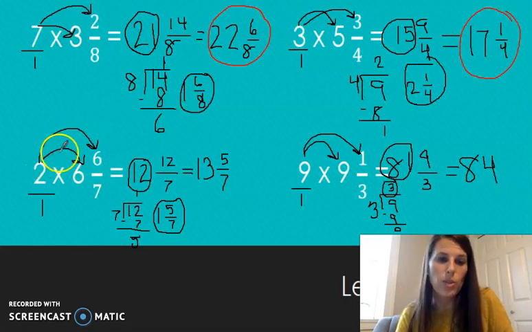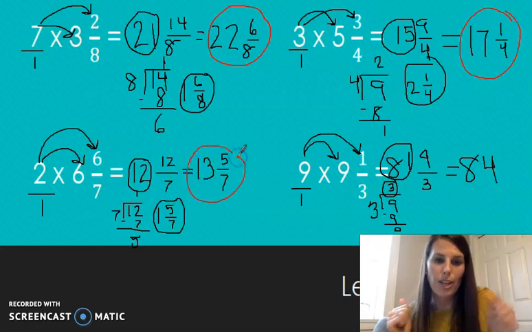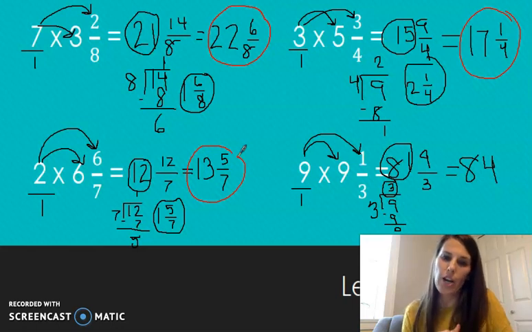The next one, 2 times 6 gave you 12. Your 2 times 6/7, 12/7. Add those together, 13 and 5/7. Great job if you got it. If not, pause, see if you can identify where your error is.